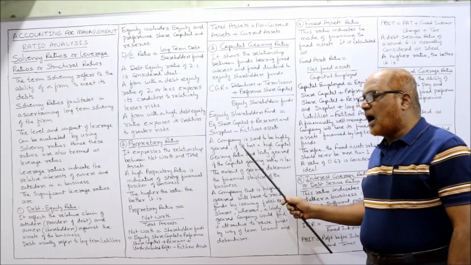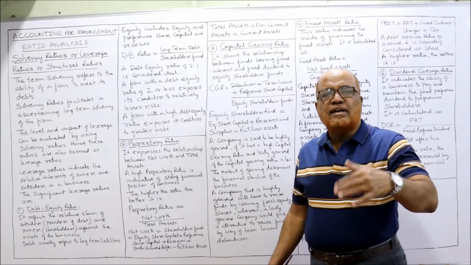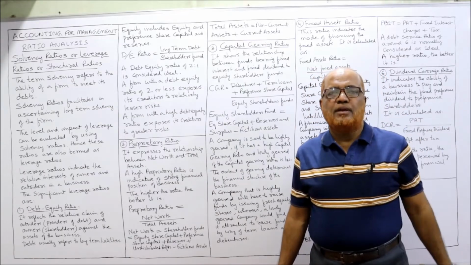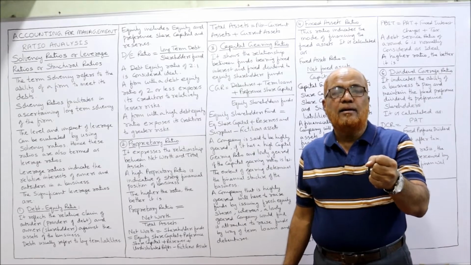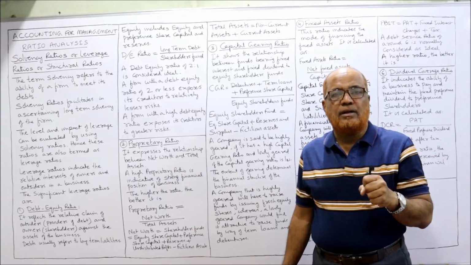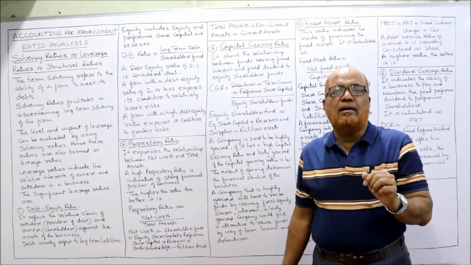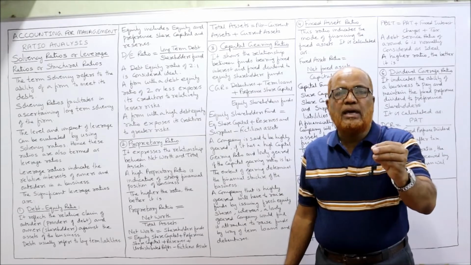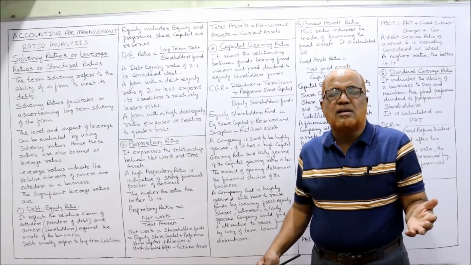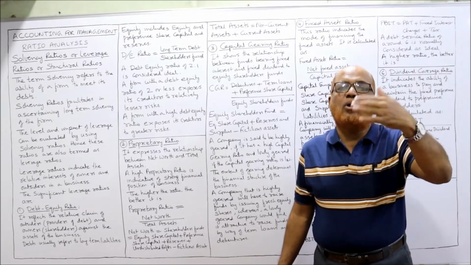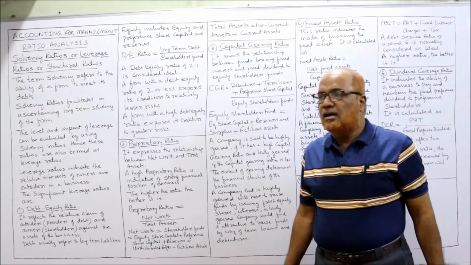A company is said to be highly geared if it has a high capital gearing ratio. So if the capital gearing ratio is more, it means the company is highly geared. Highly geared means more risk is there with the company. If the capital gearing ratio is less, it is low geared. When the company is low geared, then creditors may come forward to invest money because risk is less. Higher the capital gearing ratio, more is the risk. Lower the capital gearing ratio, lesser is the risk.